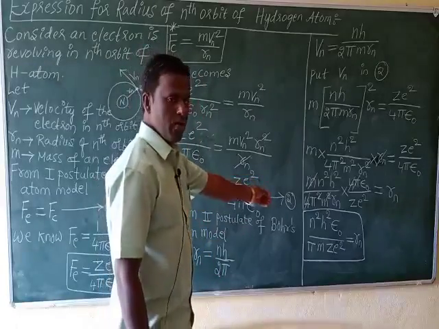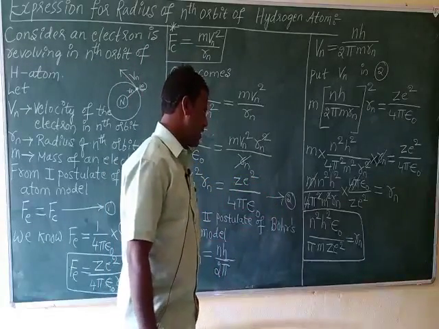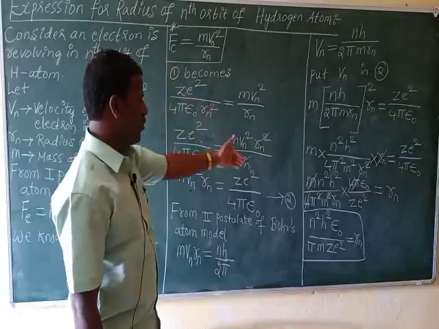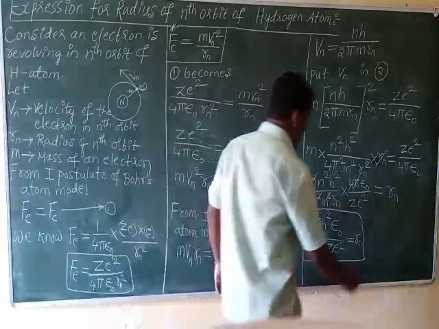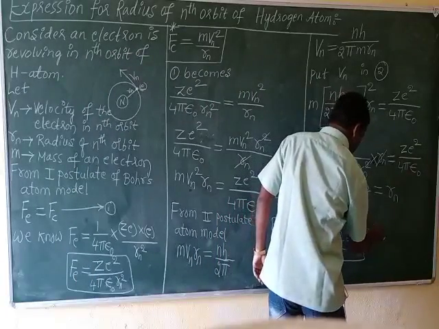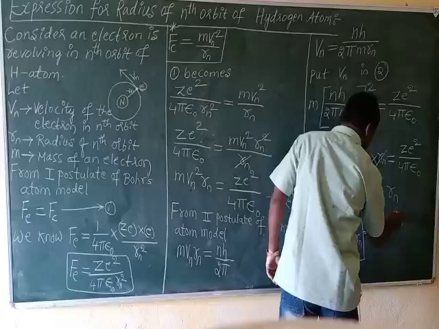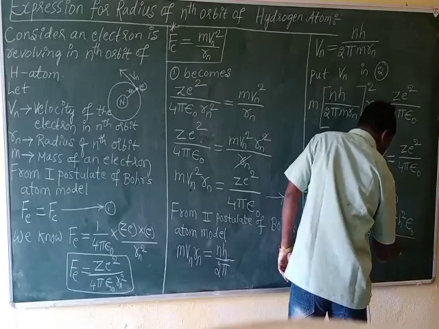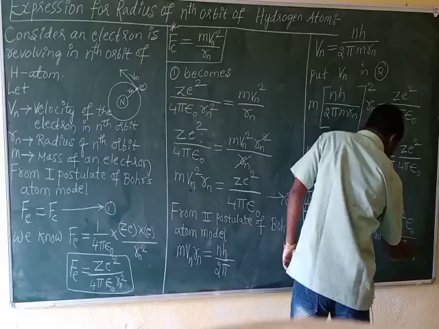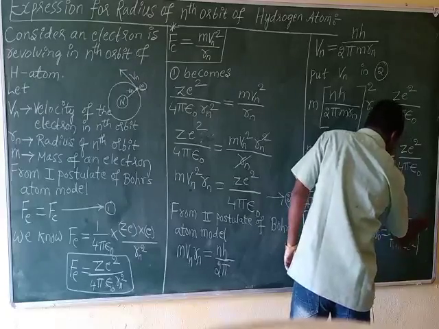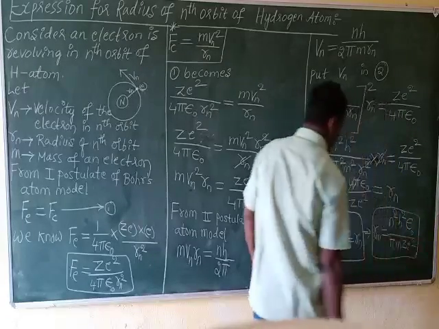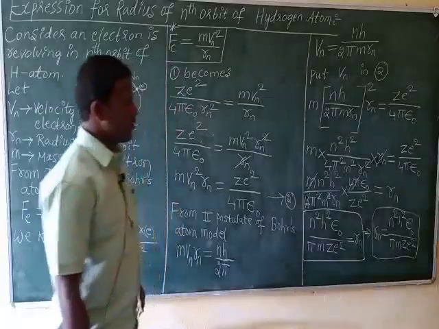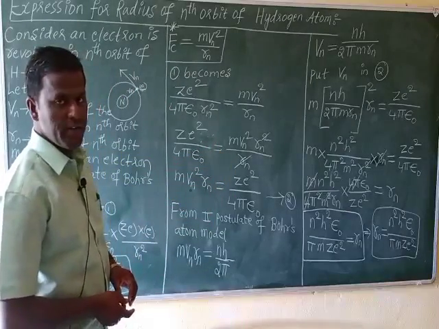So the radius of the nth orbit of the hydrogen atom, Rn, is given by the formula Rn equals n square h square epsilon naught divided by pi m Z e square.